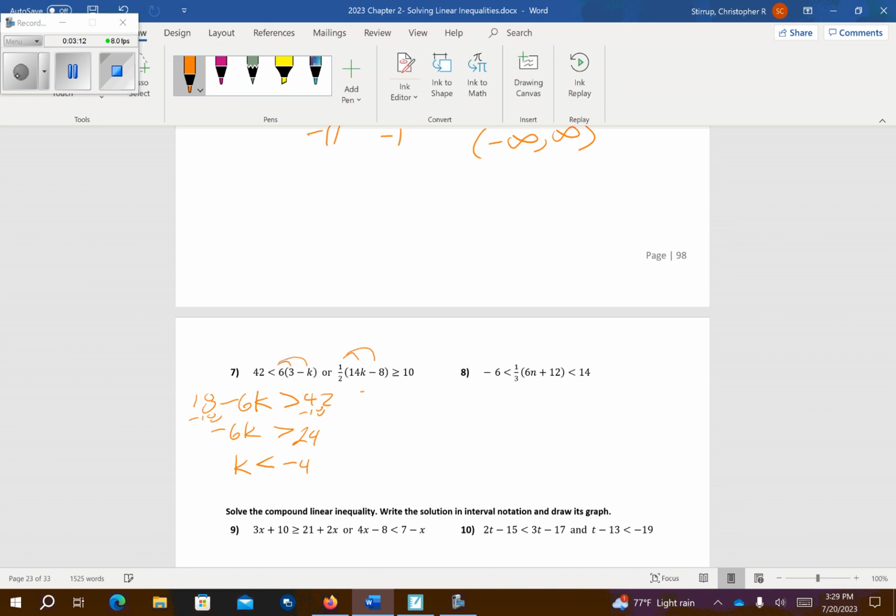So the sign has to flip over. Let's distribute the half here, so I get 7k minus 4 is greater than or equal to 10. Add 4 to both sides. So that's 14, divide each side by 7. So we have a negative 4 down here, open dot going this way. I have a positive 2 that's on the right side of that. Solid dot going this way. It's an OR problem. So that's pointing to negative infinity, that's pointing to infinity. So I go negative infinity to negative 4, soft bracket, hard bracket at the 2 because it's a solid dot, to infinity.